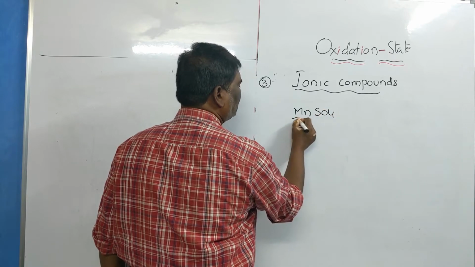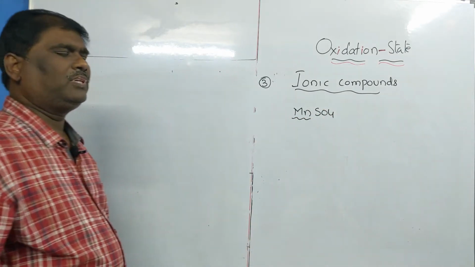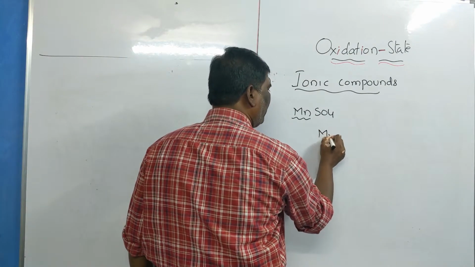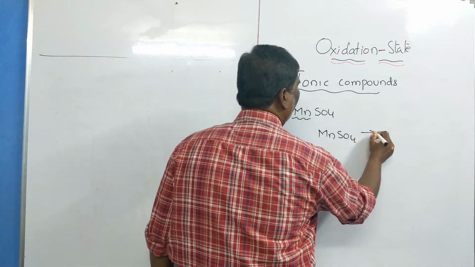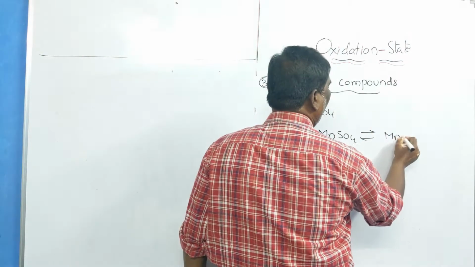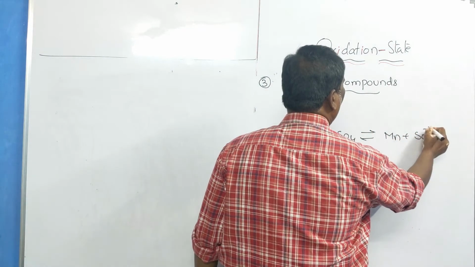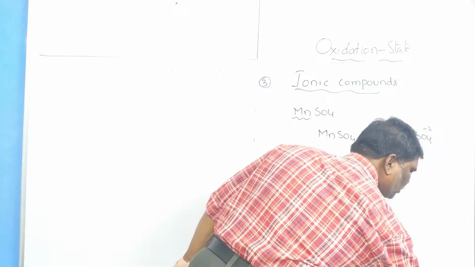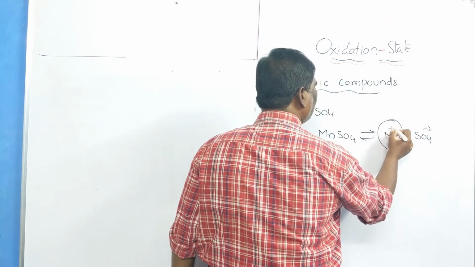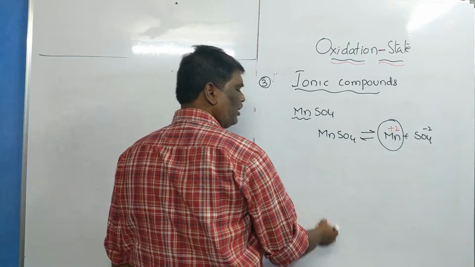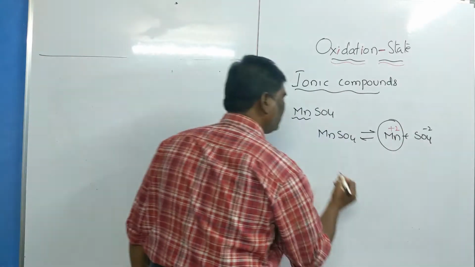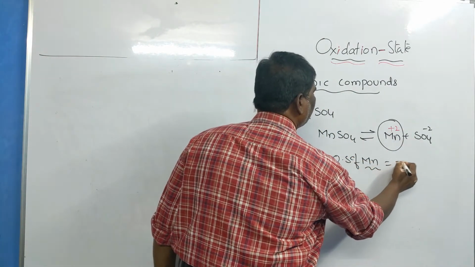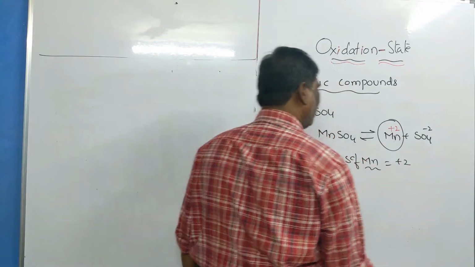In this one you are asked to find out the oxidation state of manganese. You know this is an ionic compound. It is split into manganese ion and sulfate ion. You know sulfate is -2, so automatically this will get +2 oxidation state. So the oxidation state of manganese is +2. Thus this is calculated.